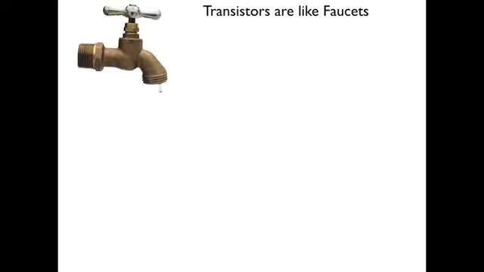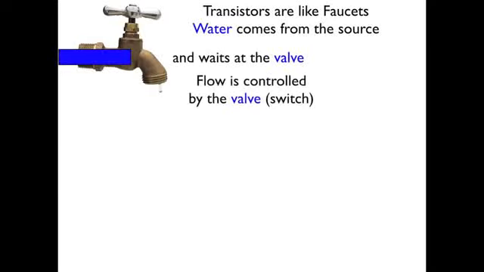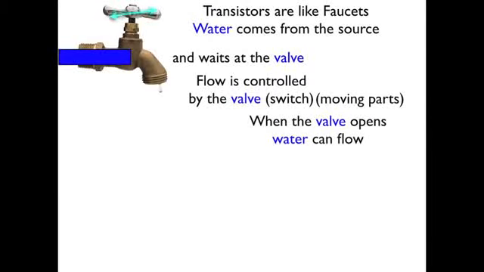Transistors are a lot like faucets. Water comes from the source in a faucet, and it waits at the valve. The flow is controlled by that valve, so you might say the valve is the switch. There's moving parts because you have to open that valve. When the valve opens, water then can flow.